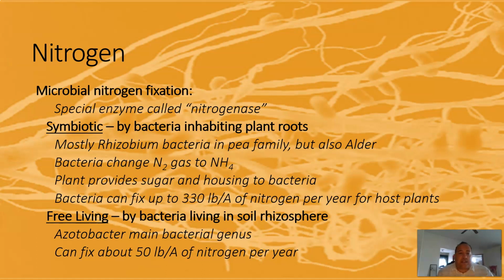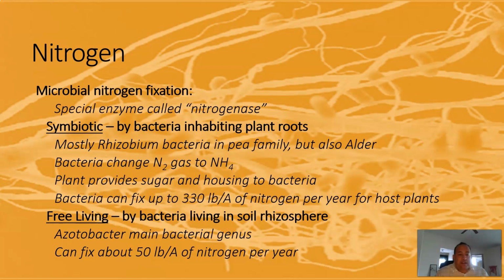So how does fixation happen? If we get down to the microbial level, there's a special enzyme called nitrogenase. And it's a symbiotic relationship. It's the bacteria inhabiting the plant roots, and that's what we're looking at in the background picture. You have mostly rhizobium bacteria in the pea family, also known as the legume family or the bean family. That bacteria is going to do our nitrogen fixation and change it from the N2 gas form to ammonia.